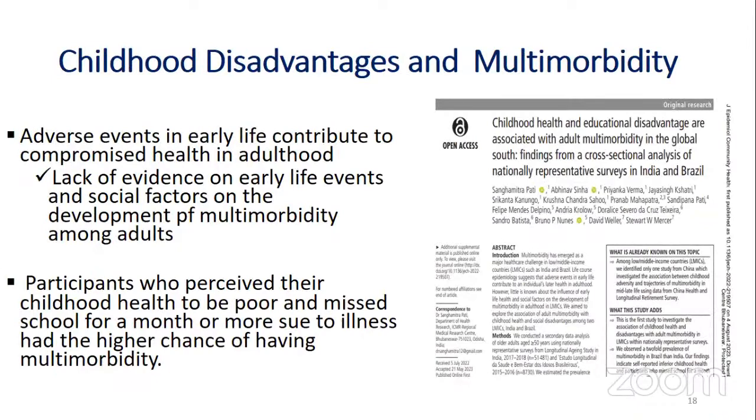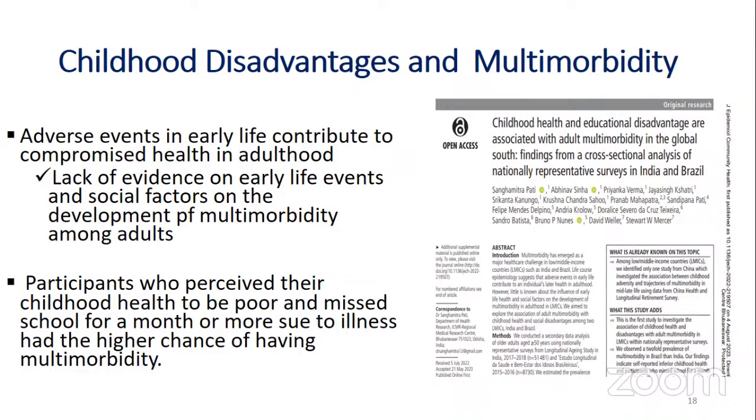Next is one of my recent papers where we looked at childhood disadvantages and multimorbidity. Amongst LMICs, we could identify only one study, from China, that had looked at this, and within India, there was no study which looked at childhood disadvantages and multimorbidity. Life course epidemiology suggests that adverse events in early life contribute to compromised health in adulthood. There is a lack of evidence on early life events and social factors on the development of multimorbidity among adults.